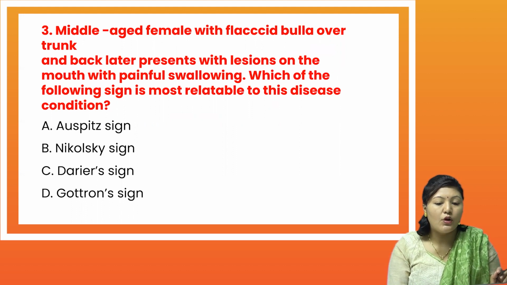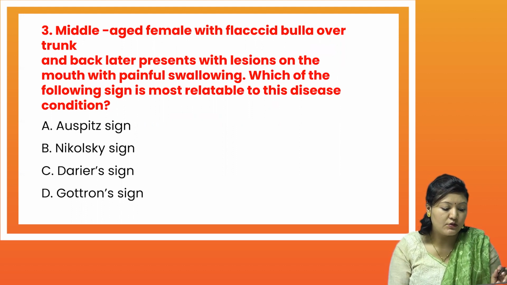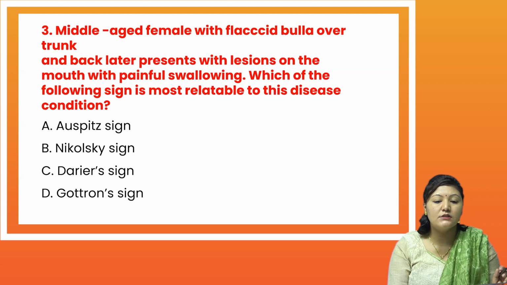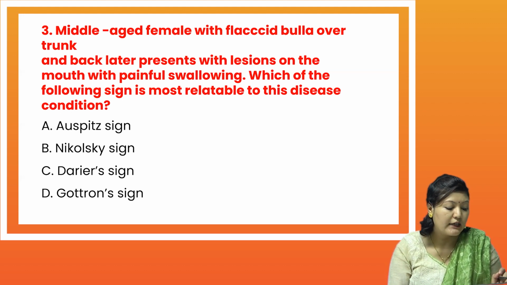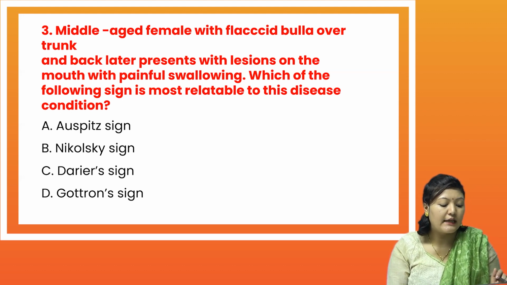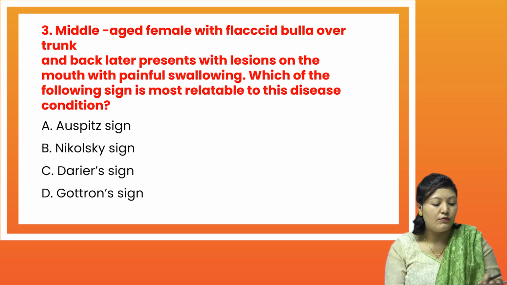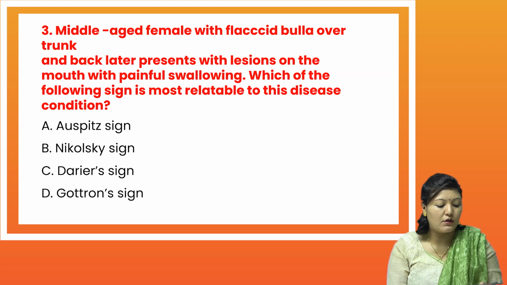As we know, Auspitz sign is seen in psoriasis, so this is not the answer. Nikolsky sign is seen in pemphigus vulgaris, and the features in the question suggest that this is a case of pemphigus vulgaris. So Nikolsky sign is the best answer, while Darier sign and Gottron sign are not seen in pemphigus. We will discuss the other signs further also.